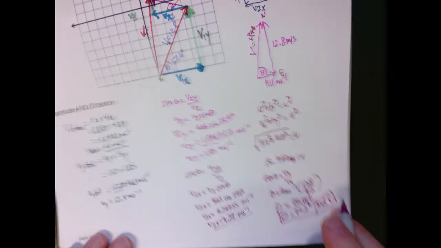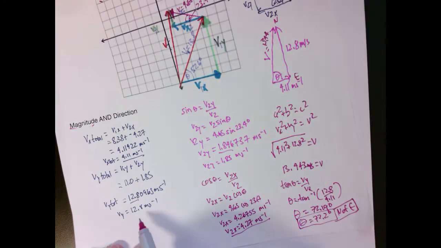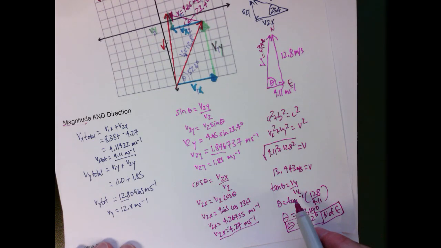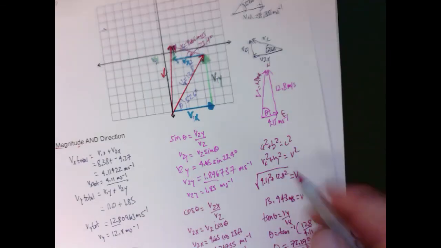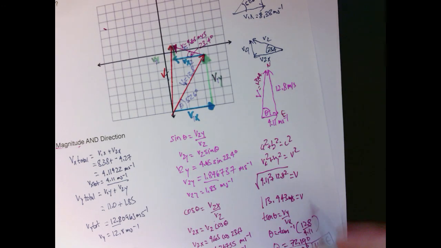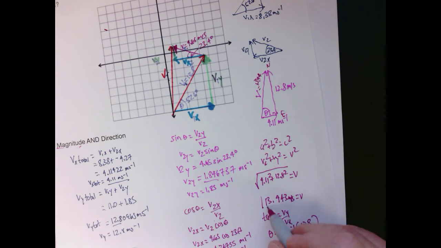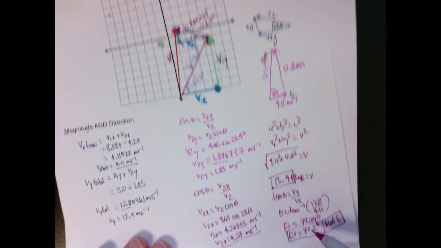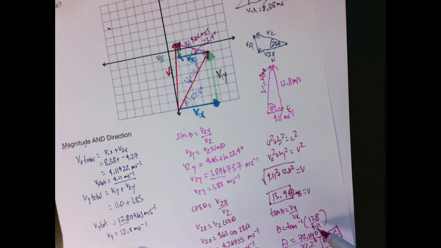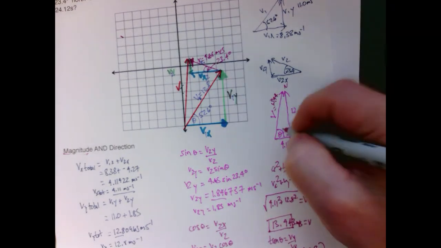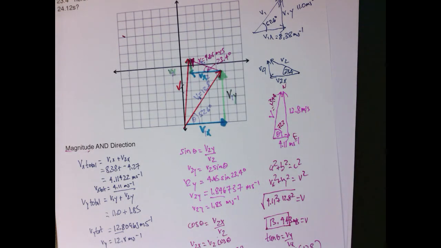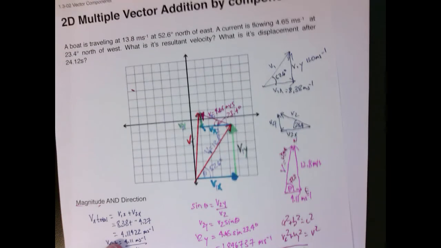So overall, the resultant velocity's magnitude is 13.44 meters per second at 72.2 degrees north of east. 72.2 degrees north of east at 13.44 meters per second. So that's how we'd resolve that.